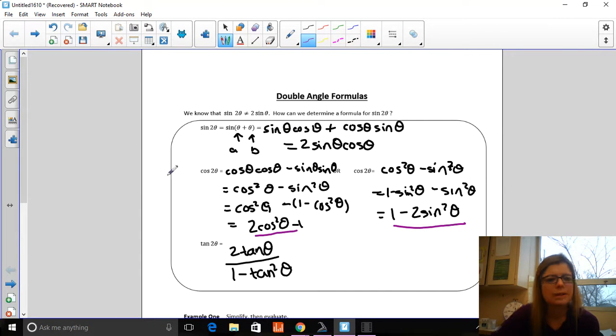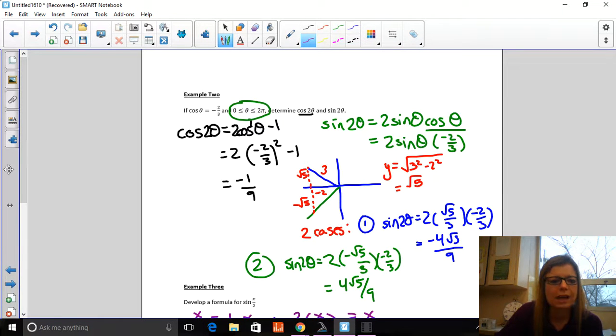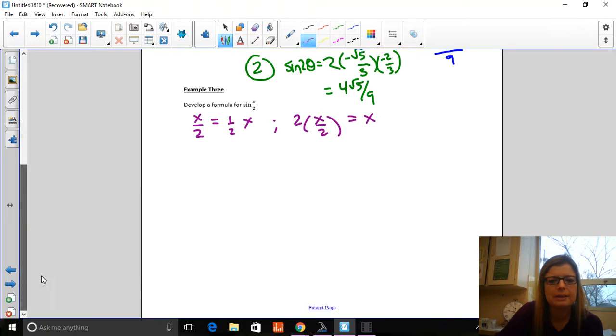Okay, so notice here that we would have a sine and a cos. That doesn't really help us. But here, this cos 2x, if we make theta x over 2, then we would have a sine squared x over 2 here, and we would be able to isolate for sine of x over 2. So if that's a little abstract, just watch how I do it, and hopefully it will make sense to you.